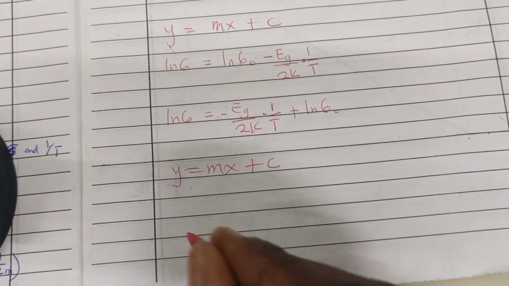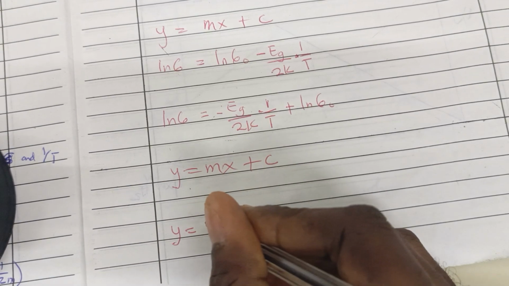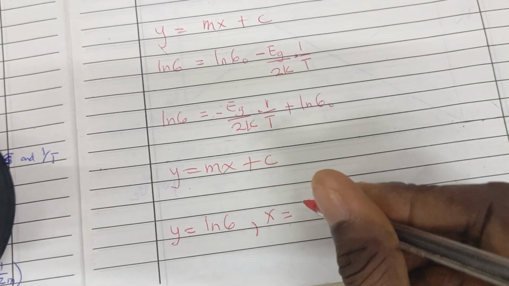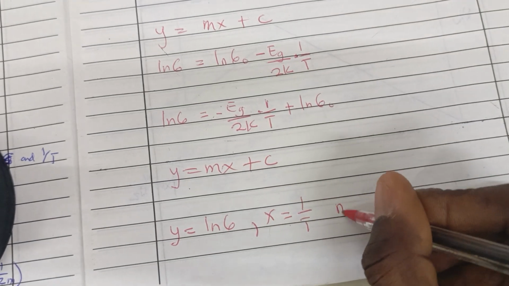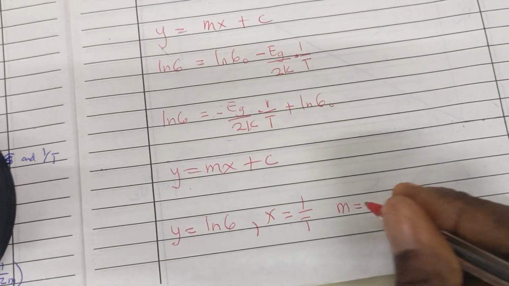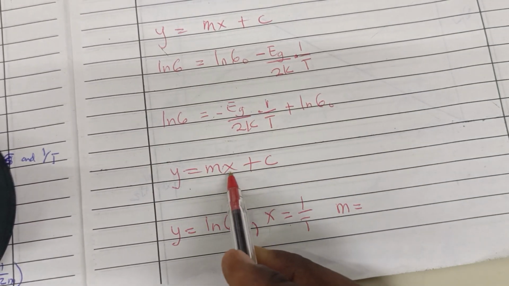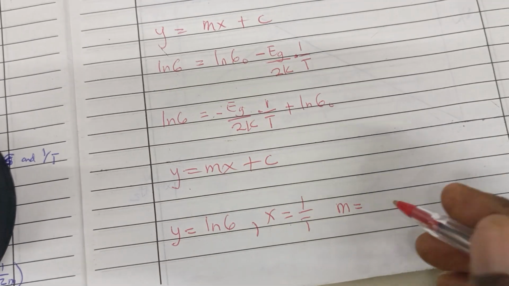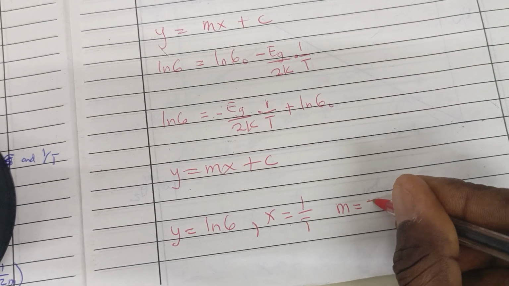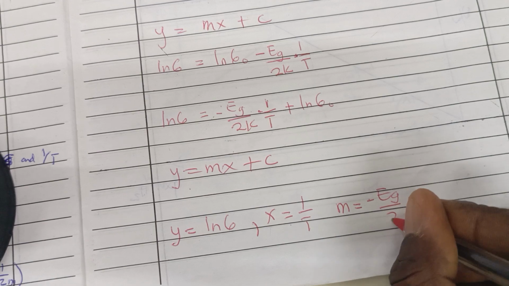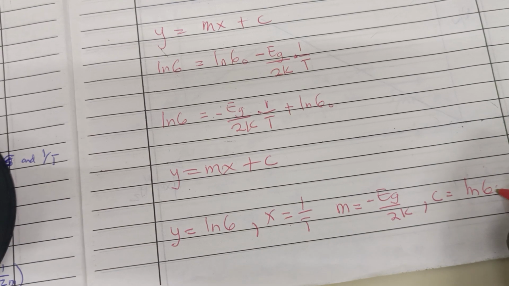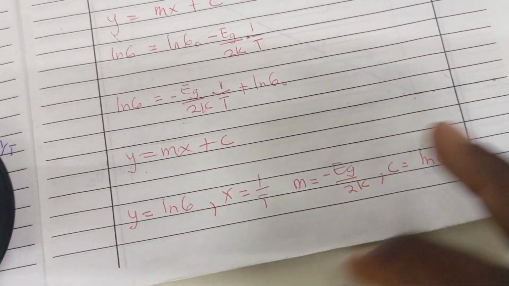Now we can see that our y component is ln of conductivity, our x component is 1 over T, and our m, which is our gradient, you see this is the equation of a straight line. This is the x component, this is y, this is the intercept, and this is our slope. So our slope or our gradient equals negative Eg over 2k, and then our c, which is our intercept, is the ln of conductivity σ naught. Like this.